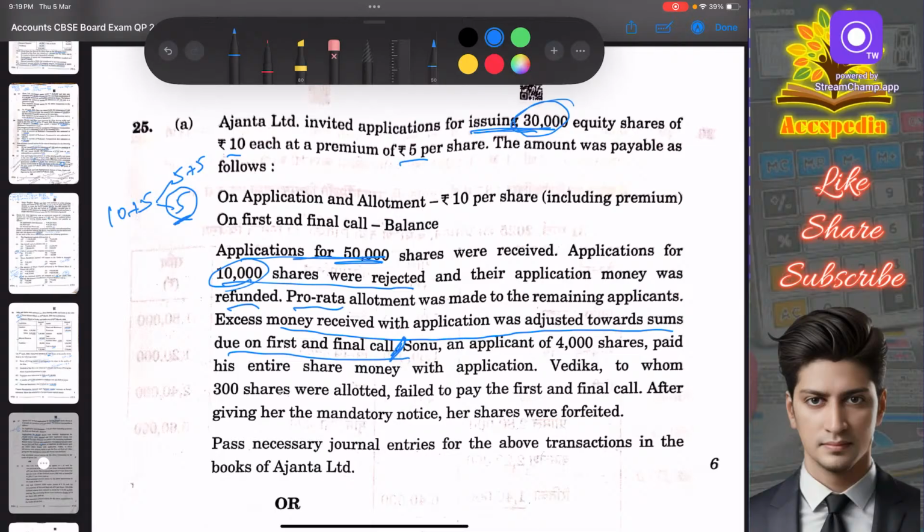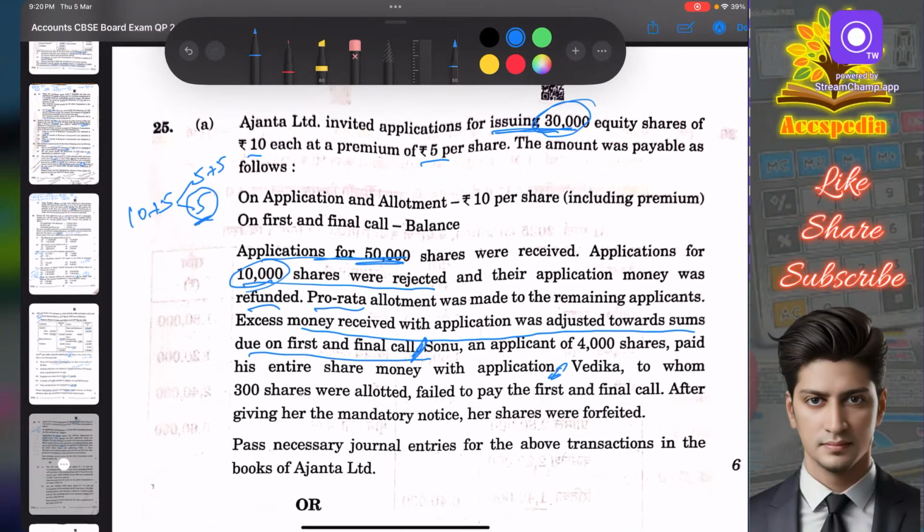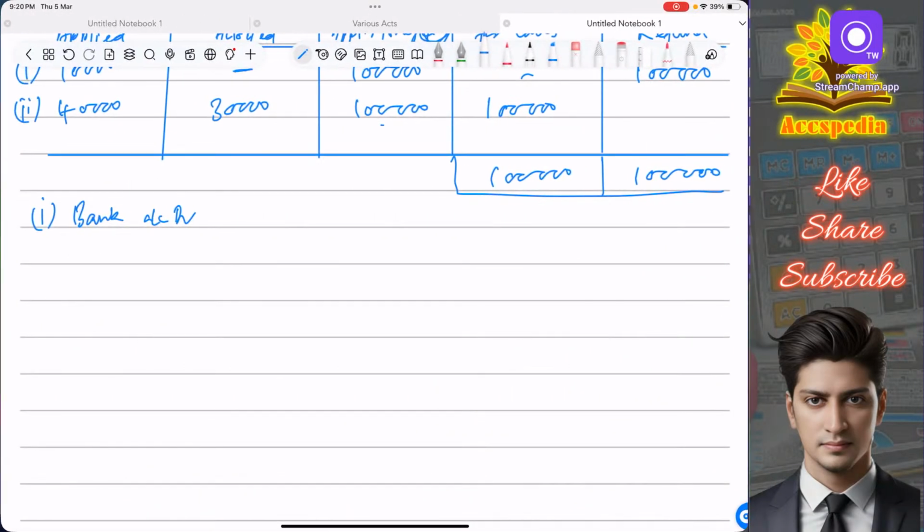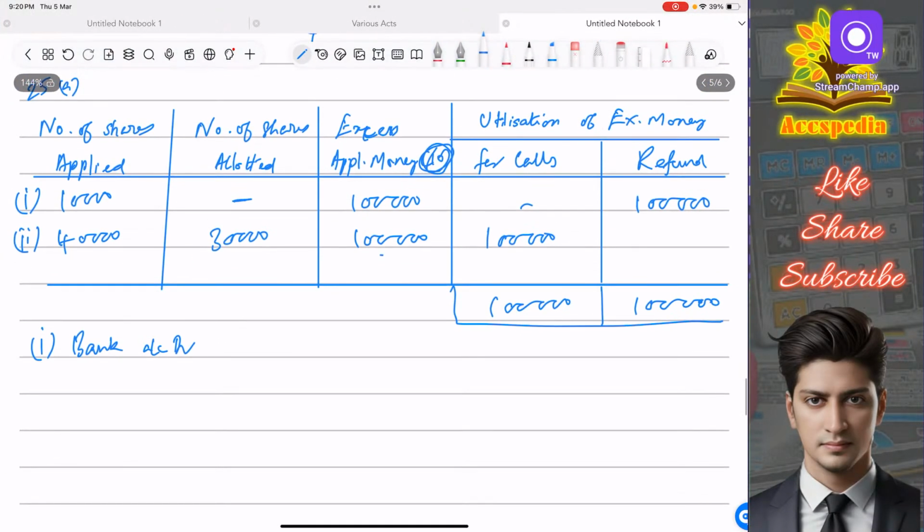Oh, okay. Sorry. Now we have one more adjustment here. Sonu, an applicant of 4,000 shares, paid his entire share money with the application. That means for his share alone, we have to do separately. Yeah, that's a big mistake I did. I should have read this information. Yeah, he paid. So for him separately we have to do. So out of this 40,000, third, because for him the excess money is different.